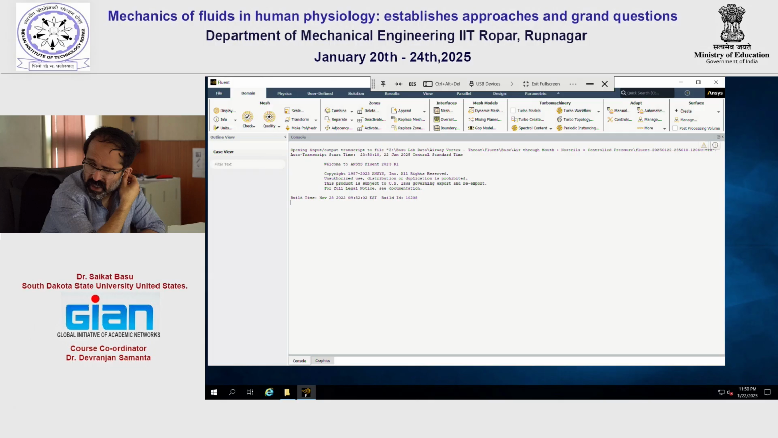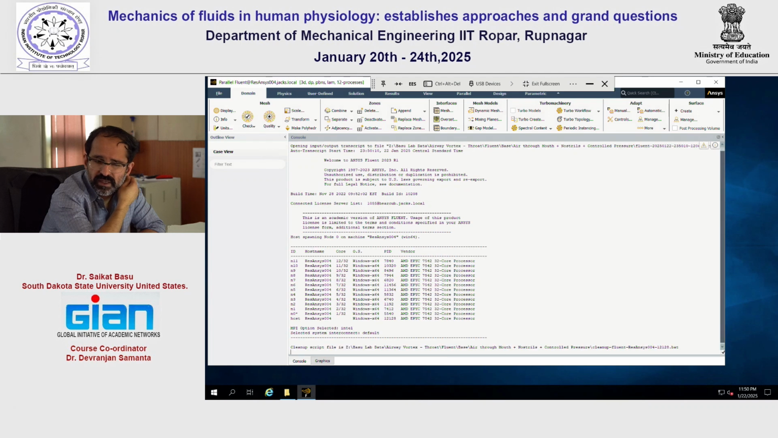I think the Fluent layout changed drastically from the 15 version, which was very different, and then it changed drastically, and then otherwise it has been very similar since then.